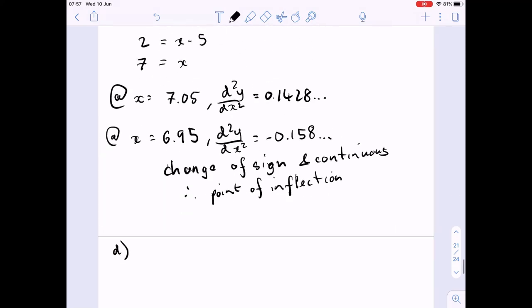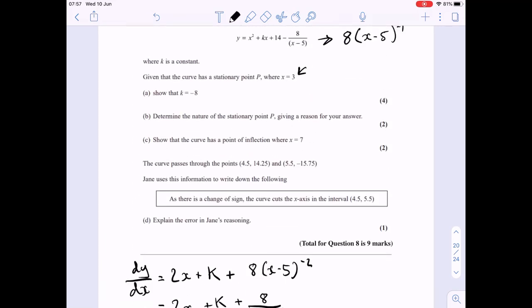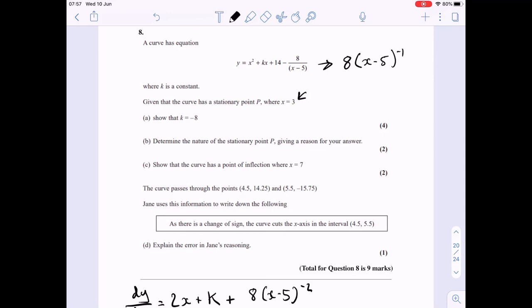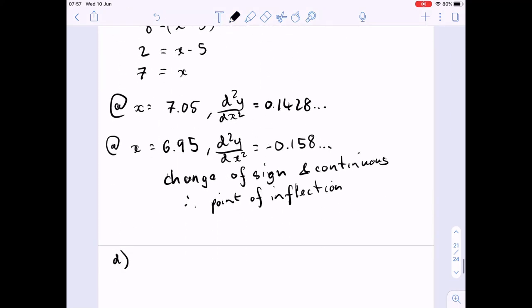Okay, and finally part D, explain the error in Jane's reasoning. So what's she done? The curve passes through 4.5, 14.25 and 5.5, minus 15.75. Jane uses this information to write down the following: as there is a change of sign, the curve cuts the x-axis in the interval 4.5, 5.5. She's saying the curve cuts the x-axis at this point. However, it's not continuous in this value, and that's because when x is 5, this stops working. So we need to allude to that.